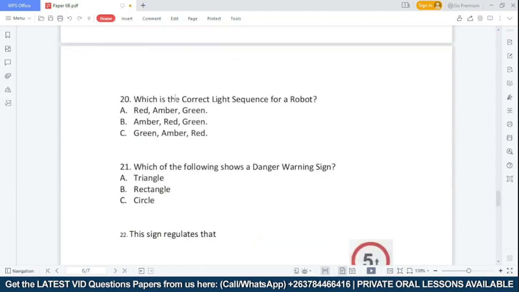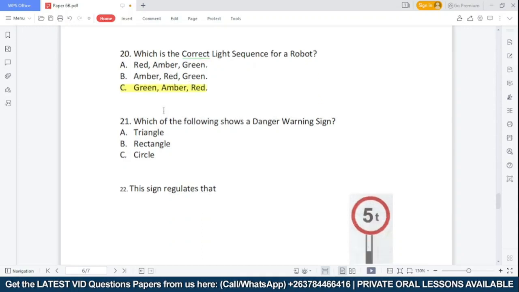Number 20, which is the correct light sequence for a robot? A, is it red, amber, green, or B, amber, red, green, or C, green, amber, red? So the correct answer here has to be option C, which is green, amber, red. I try to use the mnemonic GAR, GAR. It's very helpful.